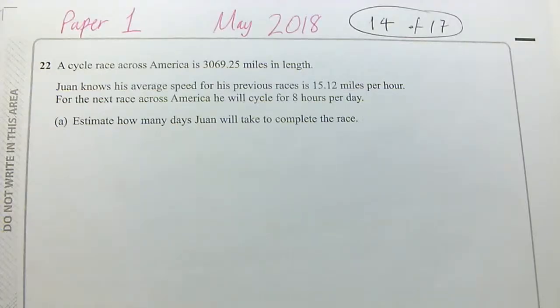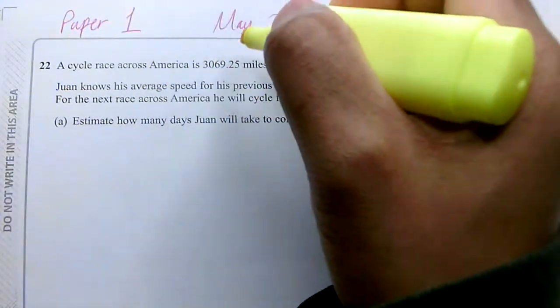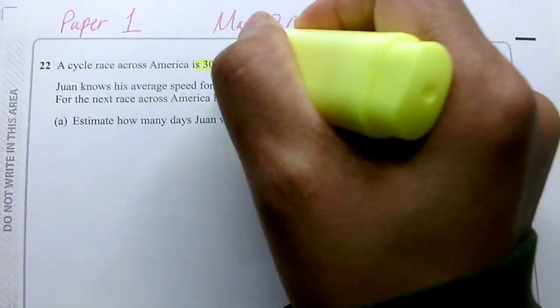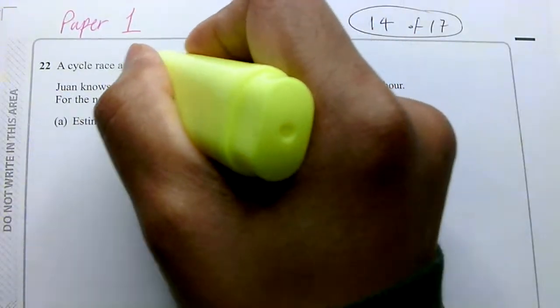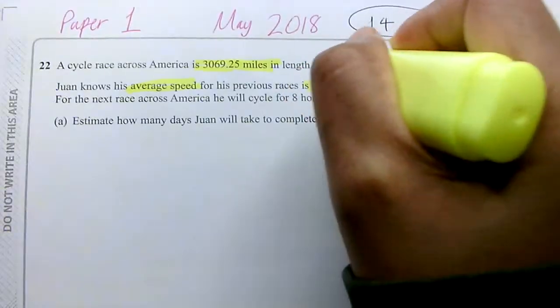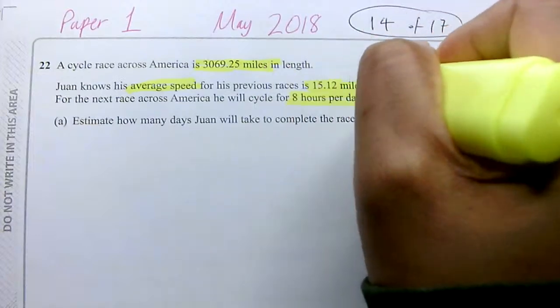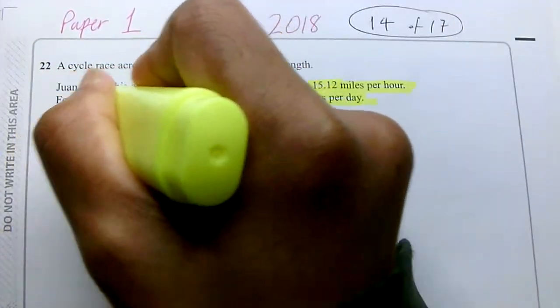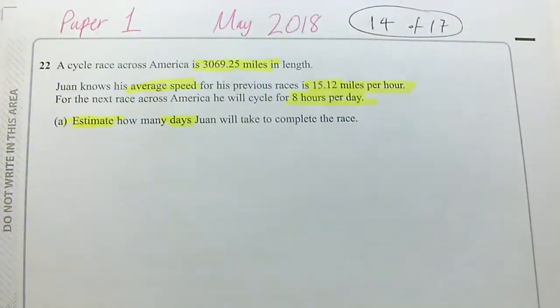Okay, I'm going to highlight key information. A cycle race across America is 3,000 miles in length. Juan knows his average speed for his previous races is 15 miles per hour. For the next race across America, he will cycle for 8 hours per day. Estimate how many days he will take to complete the race.